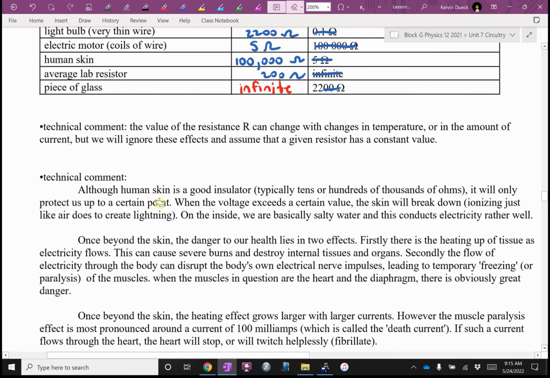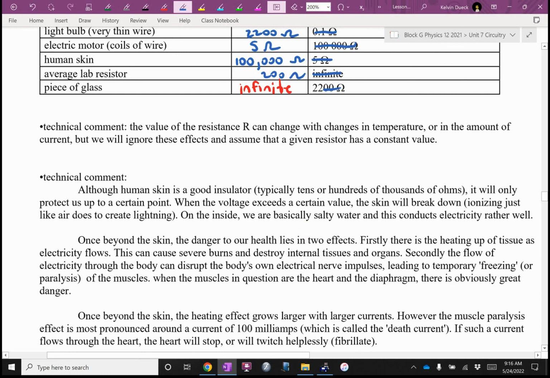Another technical comment, although human skin is a good insulator, typically tens or hundreds of thousands of ohms, it will only protect us up to a certain point. When the voltage exceeds a certain value, the skin will break down and ionize, in the same way lightning could ionize air, current can ionize your skin. And once on the inside, we're basically salty water, and that conducts electricity pretty well.